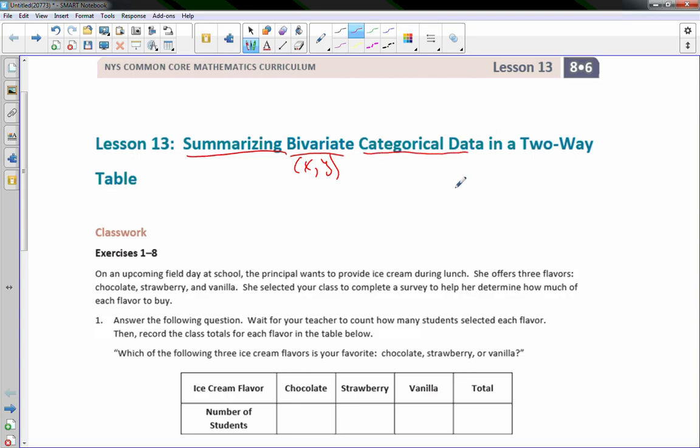For example, if I said, how tall are you? And you said 5 feet 8 inches tall. And I say, how tall are you? And you said 4 foot 3. Then those are numbers, so that'd be numerical data. It's numerical values, where categorical data would be like, what's your favorite color? And you tell me blue. What's your favorite color? Red. What's your favorite color? Green. Those are different categories. So we're going to do categorical data, x, y, bivariate data, summaries in a two-way table.